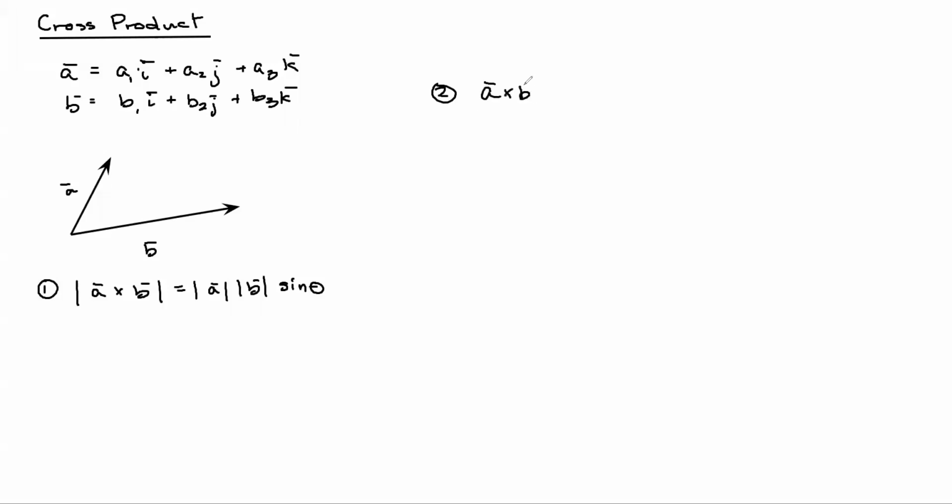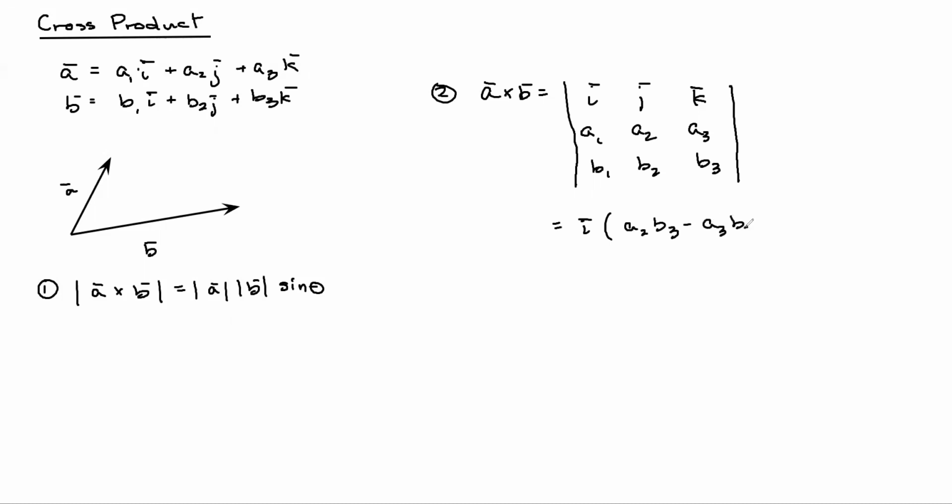the cross product can be calculated by calculating the determinant of a 3x3 matrix whose components are as follows. You have a line of i, j, k, and then a line for A and a line for B. If you calculate the determinant, you get i times (A2B3 minus A3B2), minus j times (A1B3 minus A3B1), plus k times (A1B2 minus A2B1).